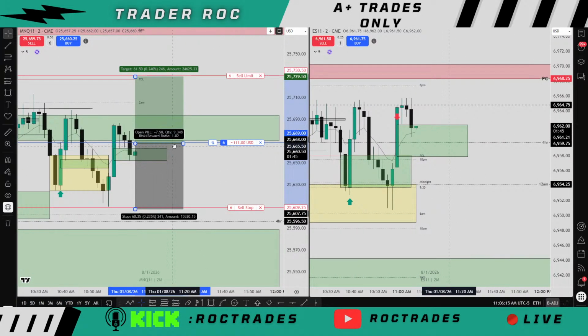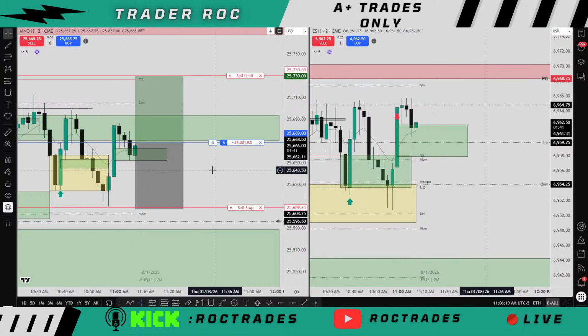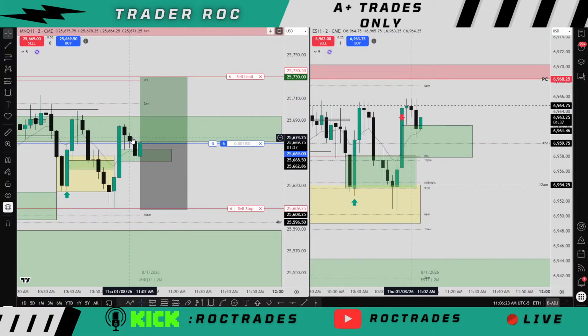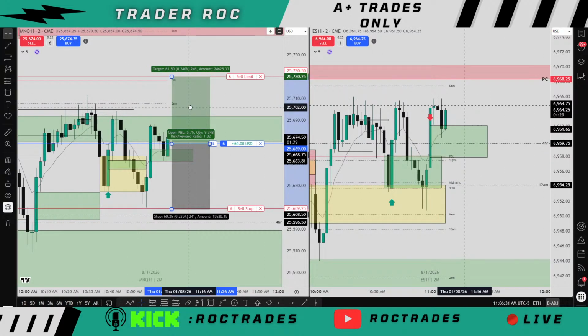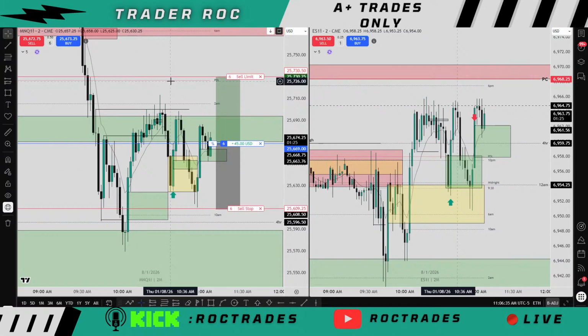All right, yeah, we're chilling here. Few points of a difference of where I wanted to get filled, but there goes the gap fill. I'm looking for speed higher. And I'm just looking for that short-term high plus this previous daily level to get hit.